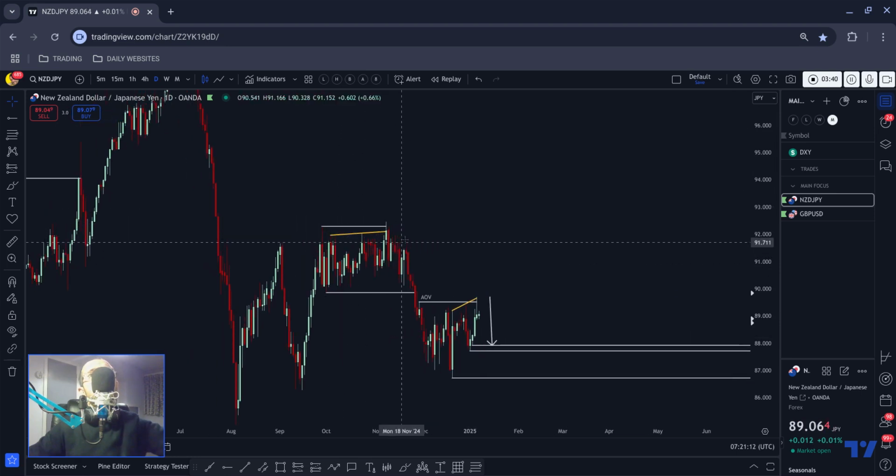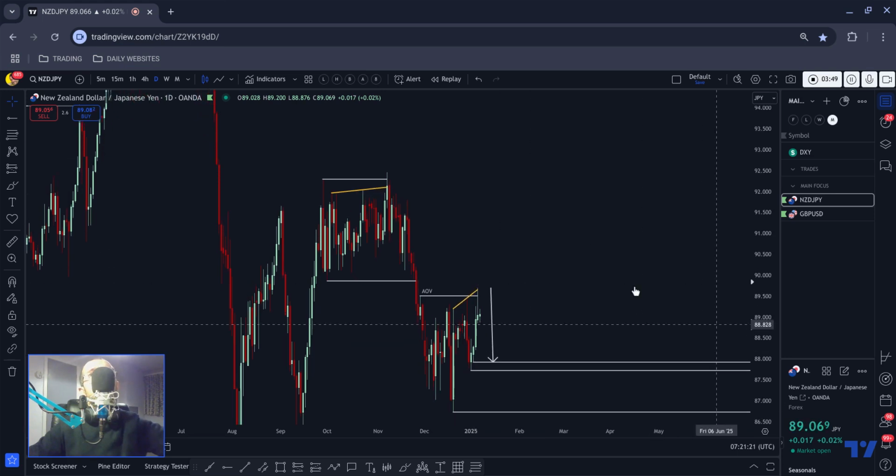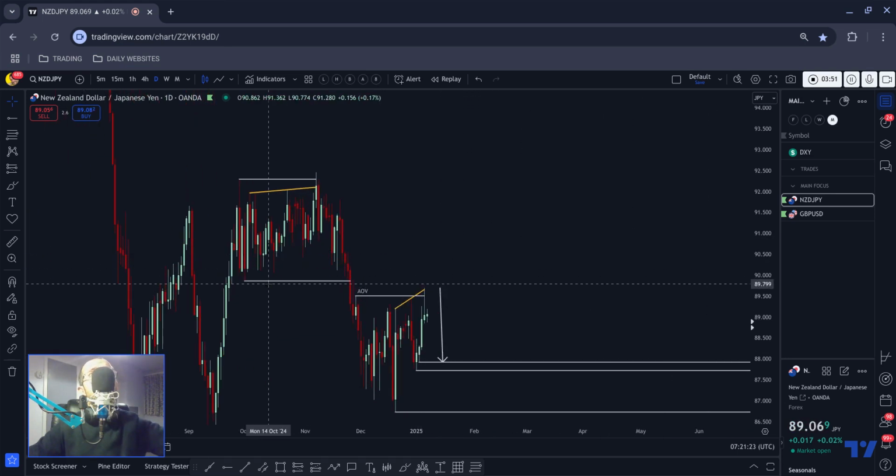We then get the impulse correction continuation. We drop out. We then leave a footprint here after we broke out of all of this. Okay, previously I was saying that we could come back up to retest this. We could still do that. However, we have wicked above.